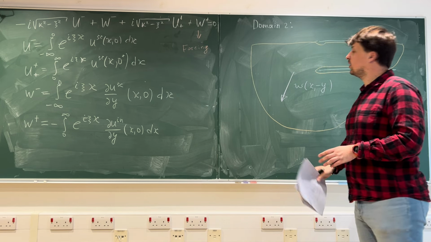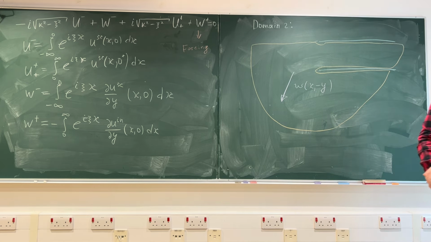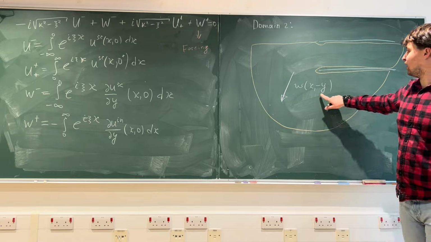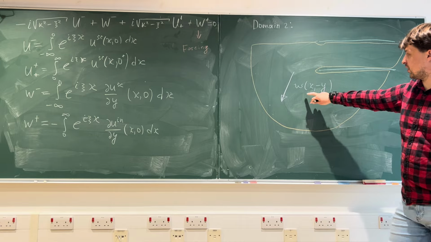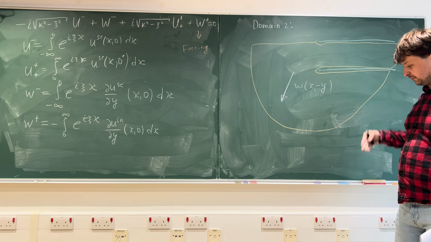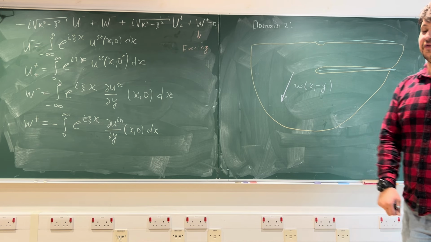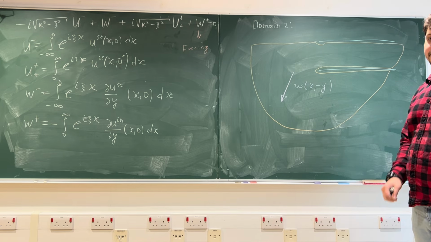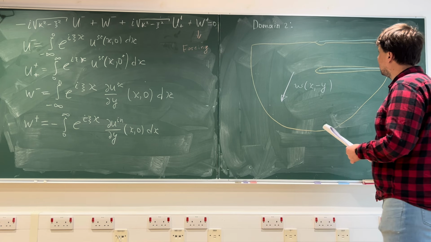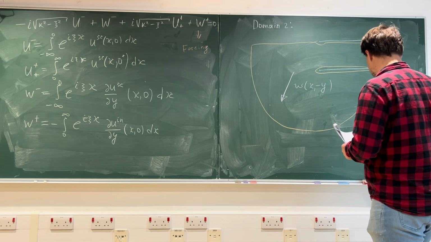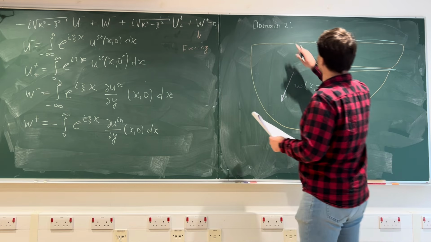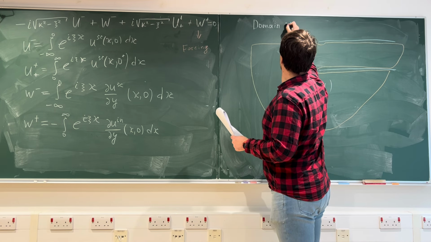So this is domain 2. And as you see, I take our auxiliary function reflected. So now I again have exponential decay at infinity, so I have minus 1. And this is domain 2. Let's draw domain 3.